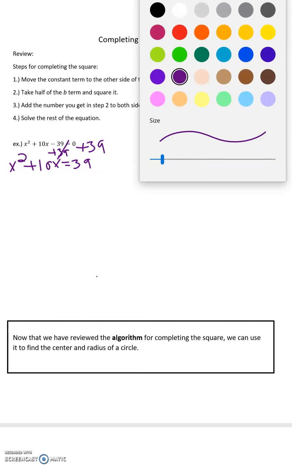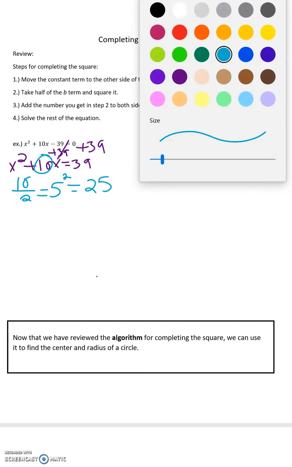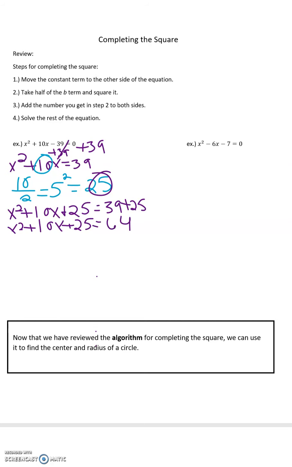Now I'm taking half of my b term, which remember is 10. So 10 divided by 2 is 5. And then I'm going to square that 5, which gives me 25. Now I'm adding 25 to both sides of my equation so that I have x squared plus 10x plus 25 equals 39 plus 25. So that gives me x squared plus 10x plus 25 equals 64.